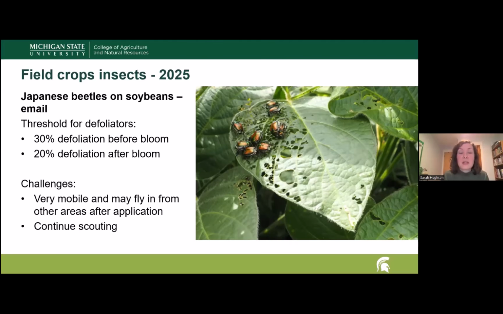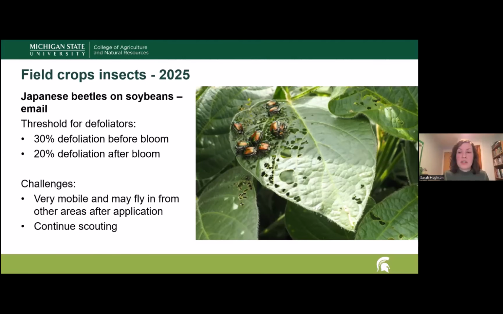And the challenge is basically that Japanese beetles are always challenging. Regardless of your area of agriculture, you may have problems with Japanese beetles even after you've treated for Japanese beetles. These guys are extremely mobile, and even if you kill all the Japanese beetles in your field, they can move from other locations into your field to feed on your plants.